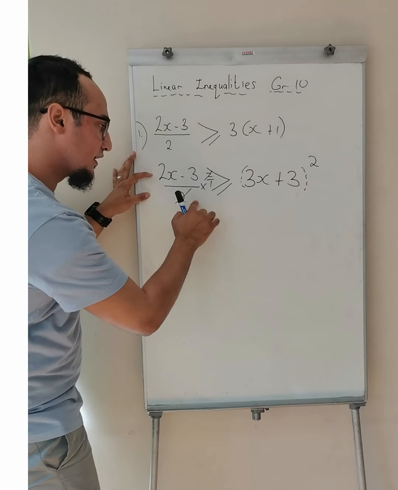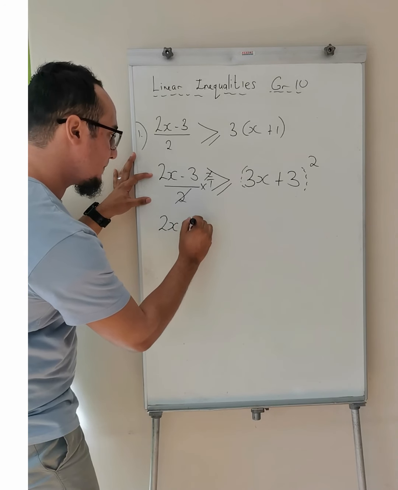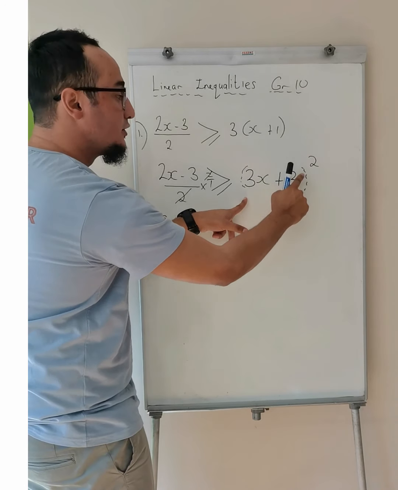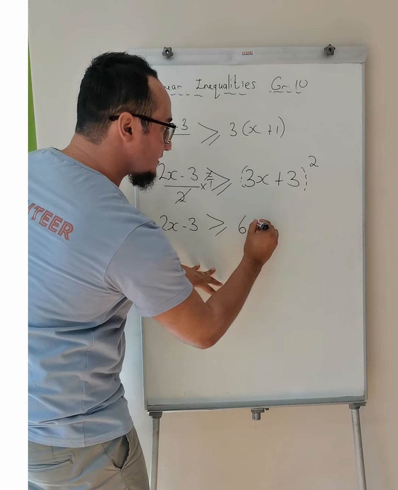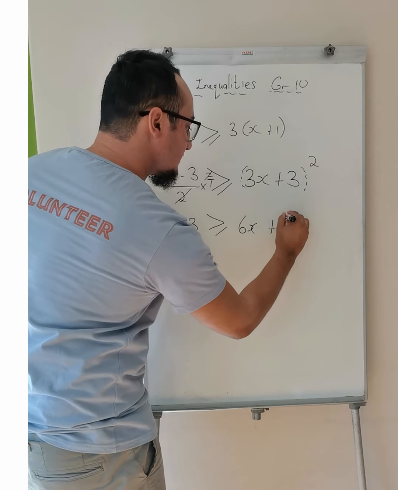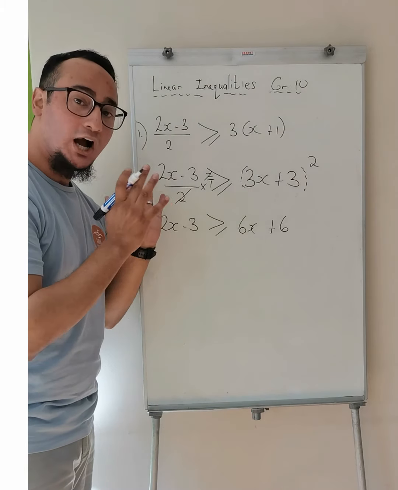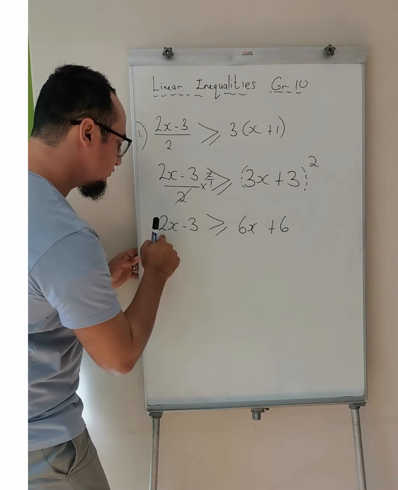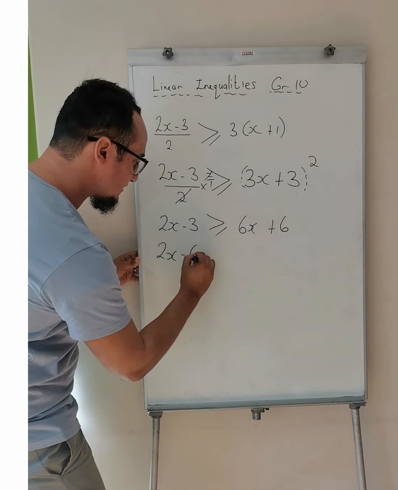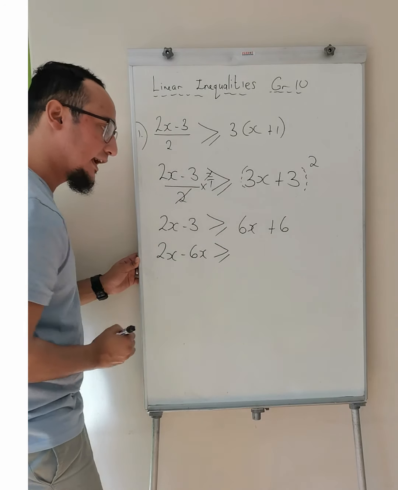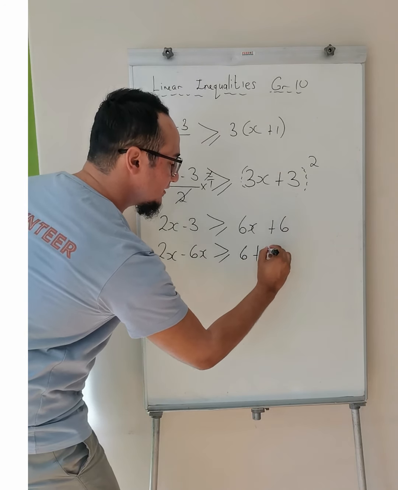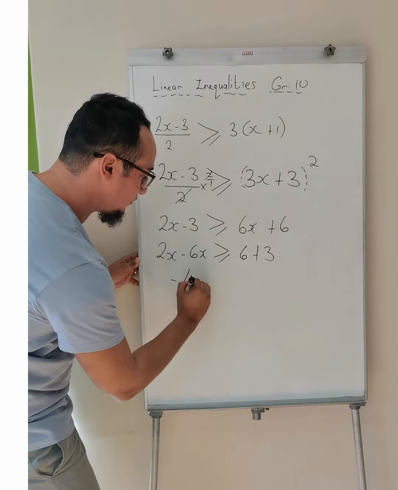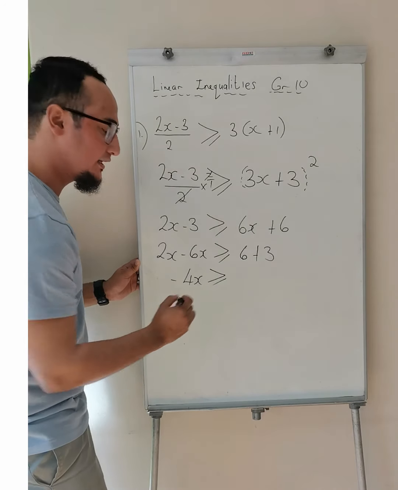So, getting rid of this fraction over here, I am left with 2x minus 3 is more than equal to, now remember you're multiplying this by 2. 2 times 3x is 6x. 2 times 3 is 6. Right, what do I get now? Okay? Now what do I do? X is one side, numbers on the other. So 2x minus 6x is more than and equal to 6 plus 3. Right? Simplify that, like terms, that is negative 4x is more than and equal to 9.